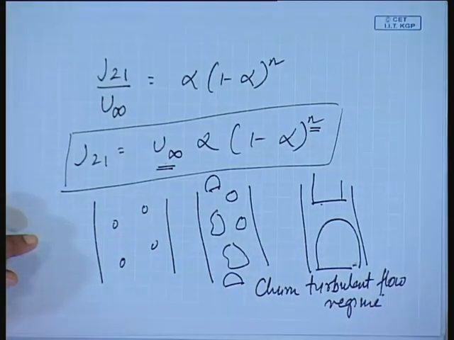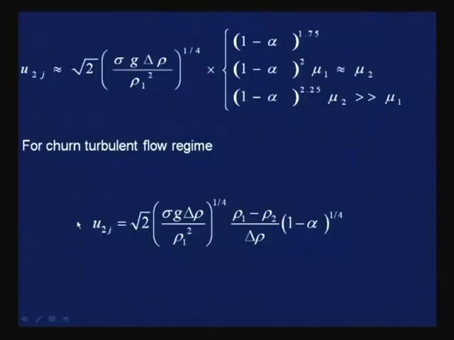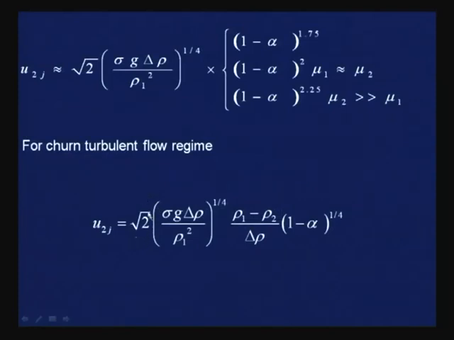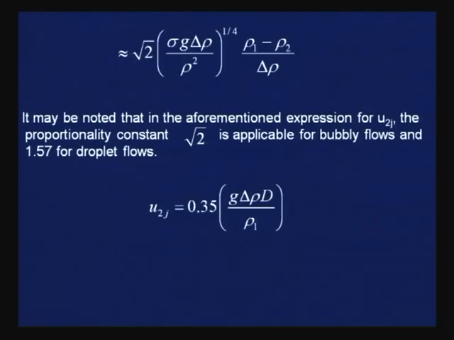Now, for this particular case, people have proposed this equation for U2J, and people have said that when it is a gas liquid system, root 2 is fine, and when it is a liquid liquid system, then instead of root 2, 1.57 is better. So, these are simply empirical equations. In case you have to sort out any problem with the drift flux model, depending upon the situation, you select a particular U2J. From this U2J, you find out a particular J21. That J21 you apply, and then you find out alpha, rho mixture and whatever other things are there.